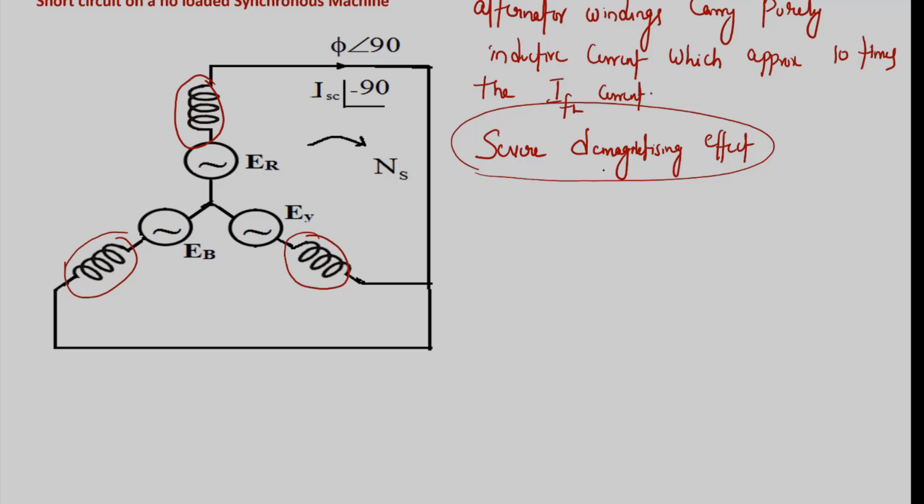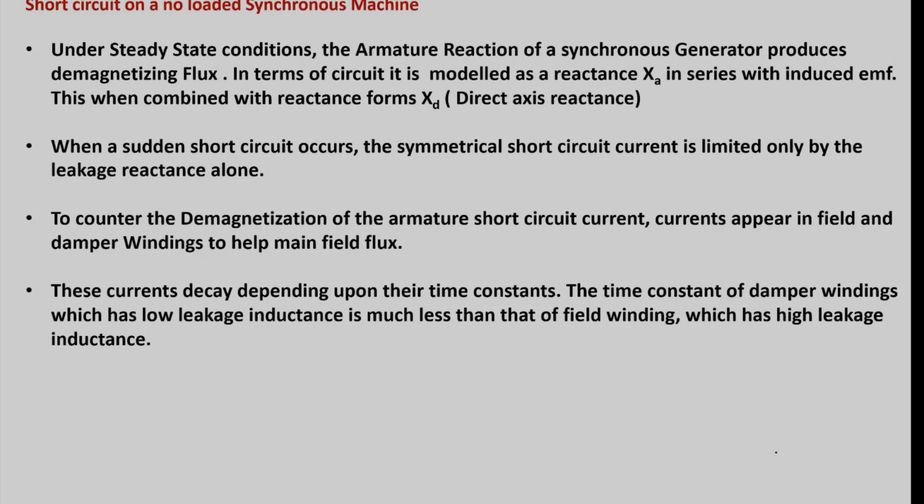Some DC decaying currents are induced in main field windings and damper windings, which generate the flux that will help the rotor flux, that will help the main field flux. Understand? So what happens? You read the first sentence.